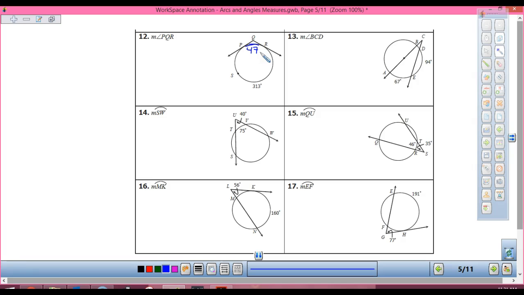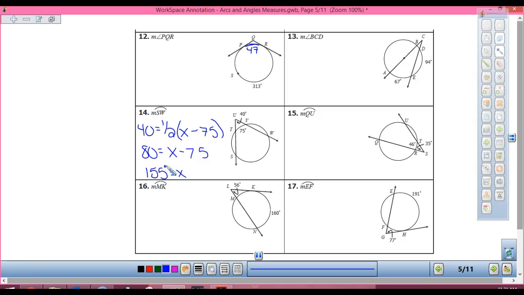14. What's my angle? 40 equals 1/2 times, what's my big one? X minus little one, 75. So I have 80 equals X minus 75. So X is 155. Skyler's on fire today.